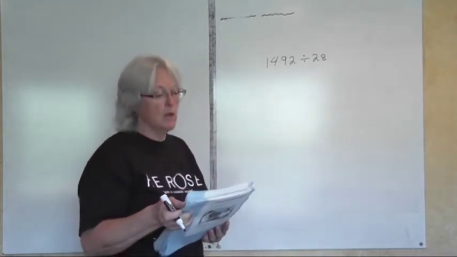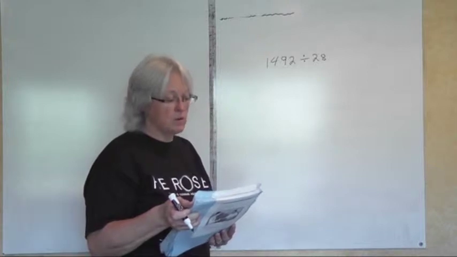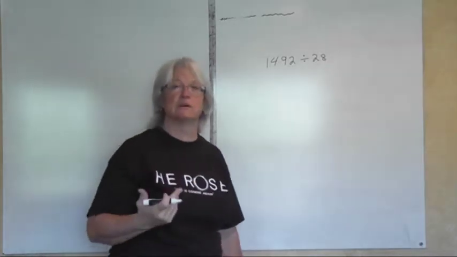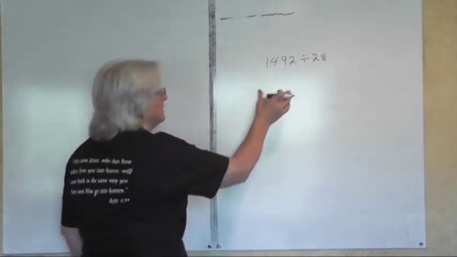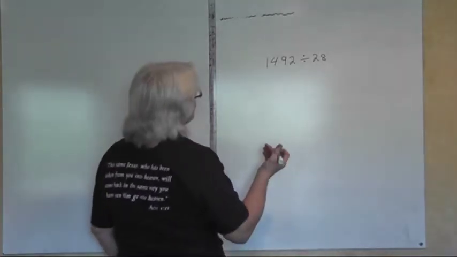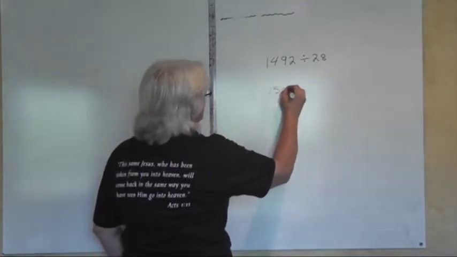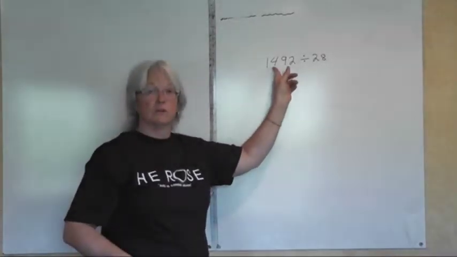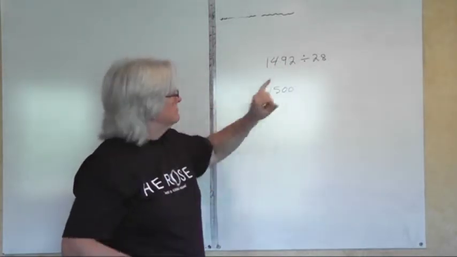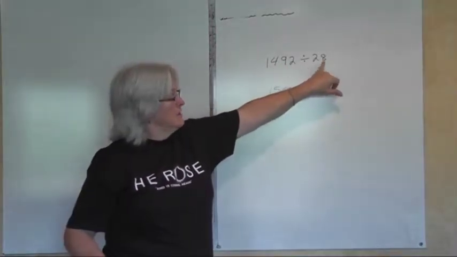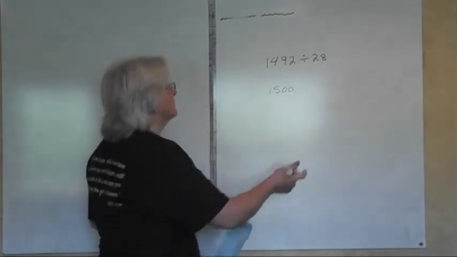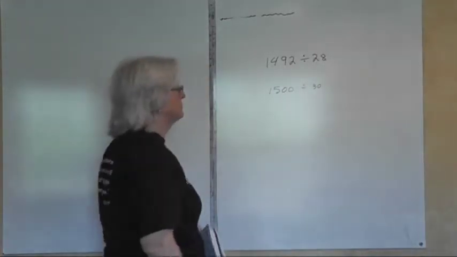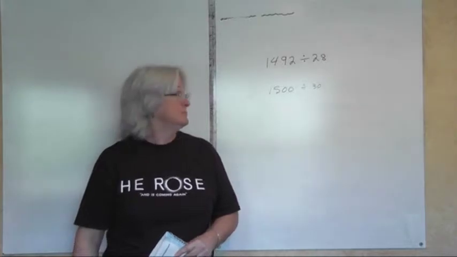It says, when rounding to estimate a quotient, round the numbers so there's no remainder. In other words, round it to something that you can divide evenly. 1492, I look at that and I'm thinking 1,500 is a nice even number. We're just going to round up to 1,500, okay? And we're going to round this to the nearest 10, divided by 30. Okay. How are we going to do that?